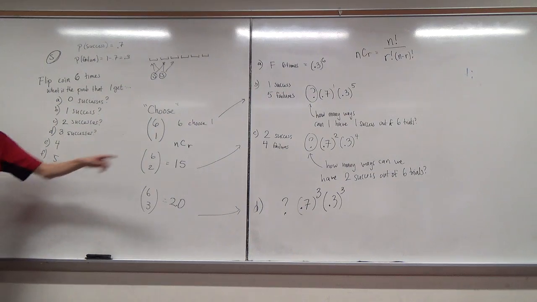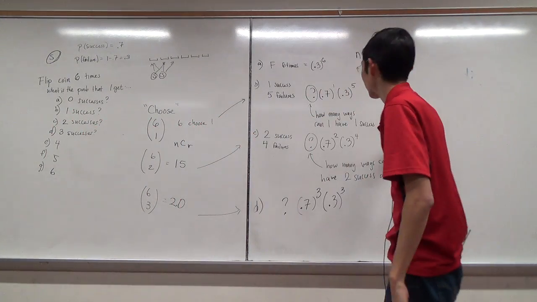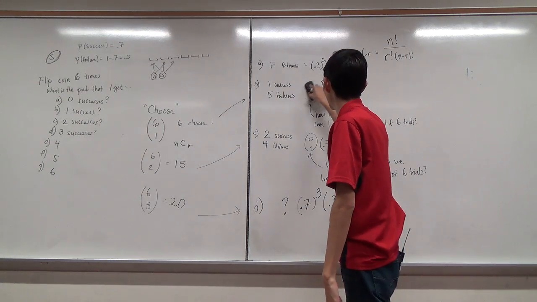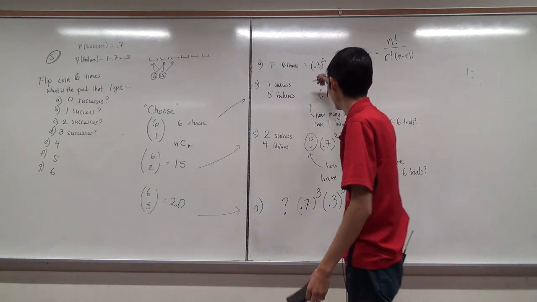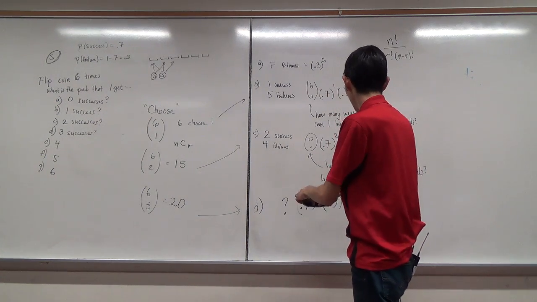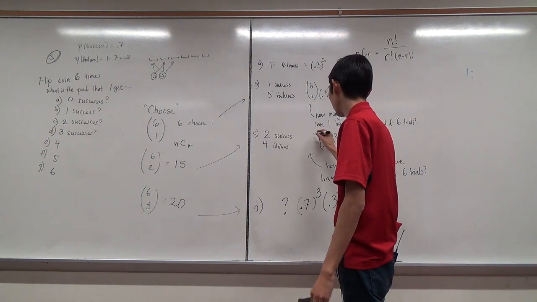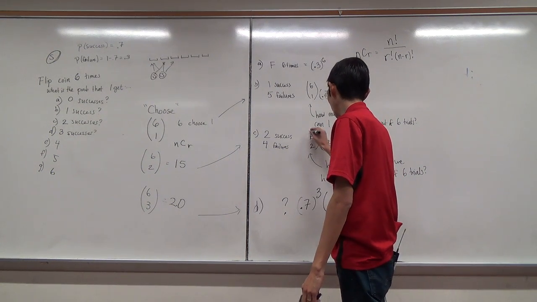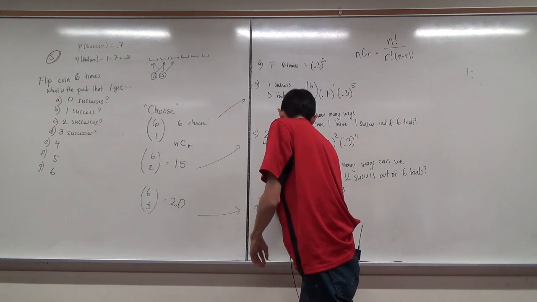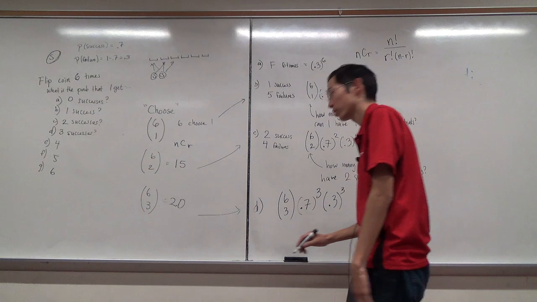So anyway, now that we can figure out how many ways I can have one success out of 6 trials, I can replace this with 6 choose 1, which is equal to 6. How many ways can I have 2 successes out of 6 trials? This I'm going to replace with 6 choose 2, and then over here I would put in 6 choose 3.